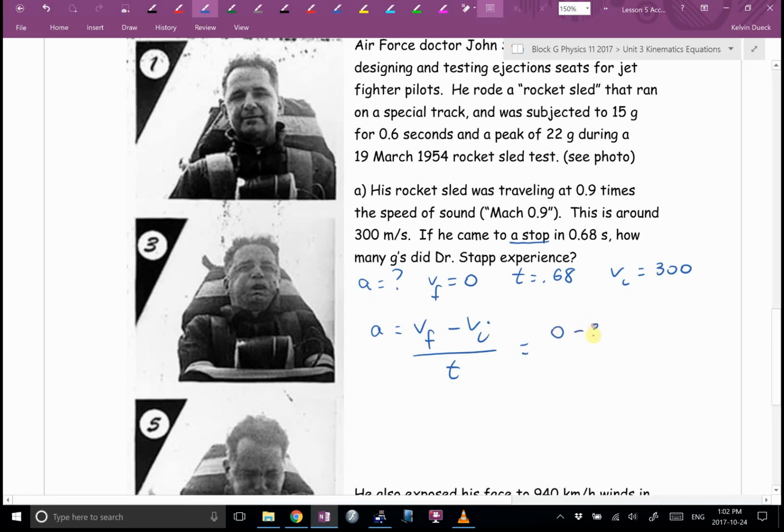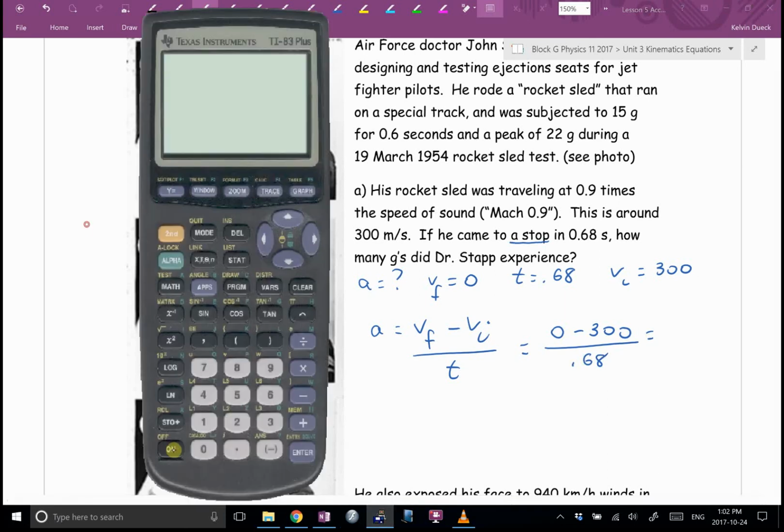0 minus 300 divided by 0.68. Zero minus 300. It's a fraction. Brackets around the top. No need for brackets around the bottom. This probably won't work out evenly because I'm using actual numbers, and so I didn't fake them to make them work out evenly. This will be a yucky decimal. You get negative 440. Let's go to 3 sig figs. Negative 441 meters per second squared.